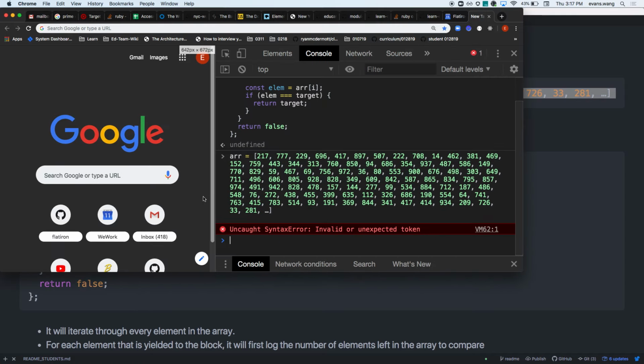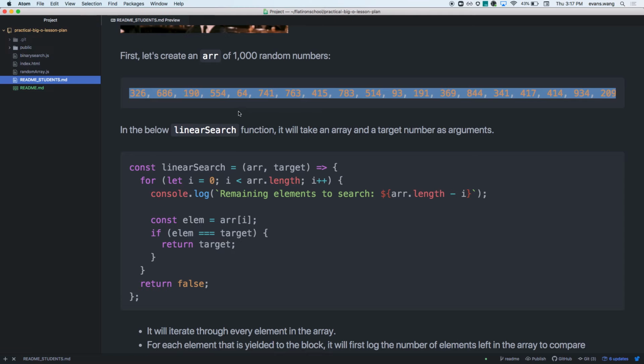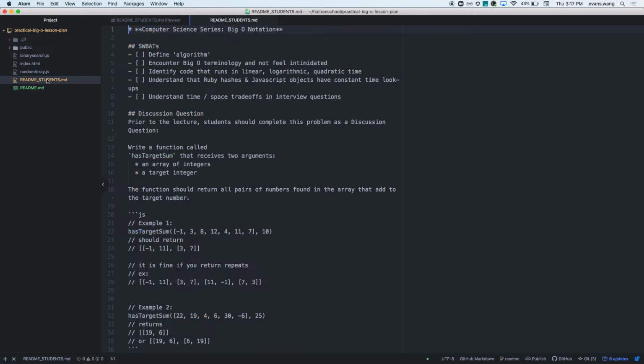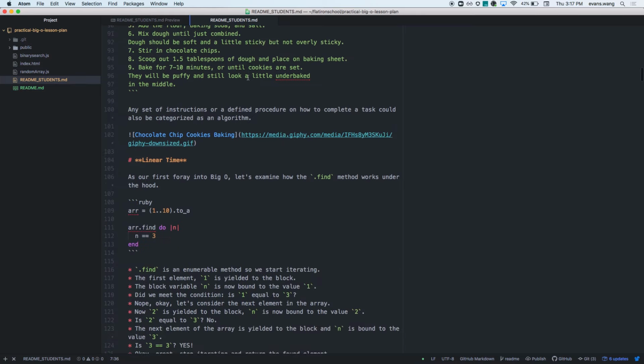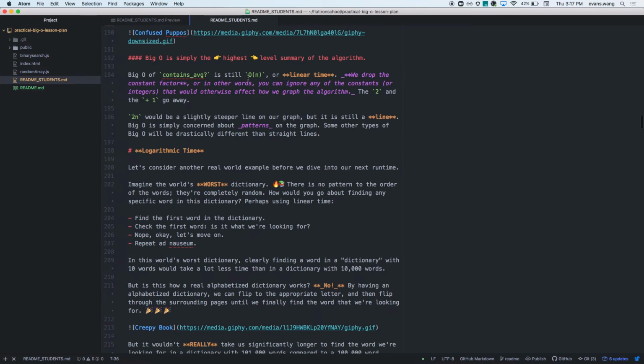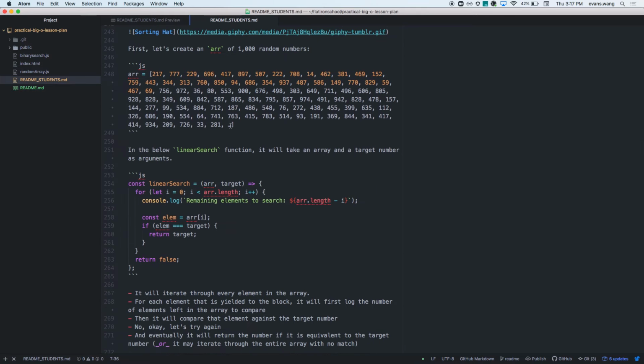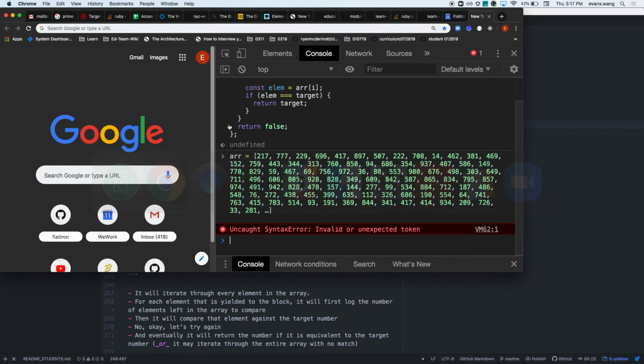Oh my goodness. Oh, does it not let me do it? Hold on. I think the array is actually in here. I think in the preview it cut it out. Oh my god. Oh no. Huh. It's all right. Let's do this.